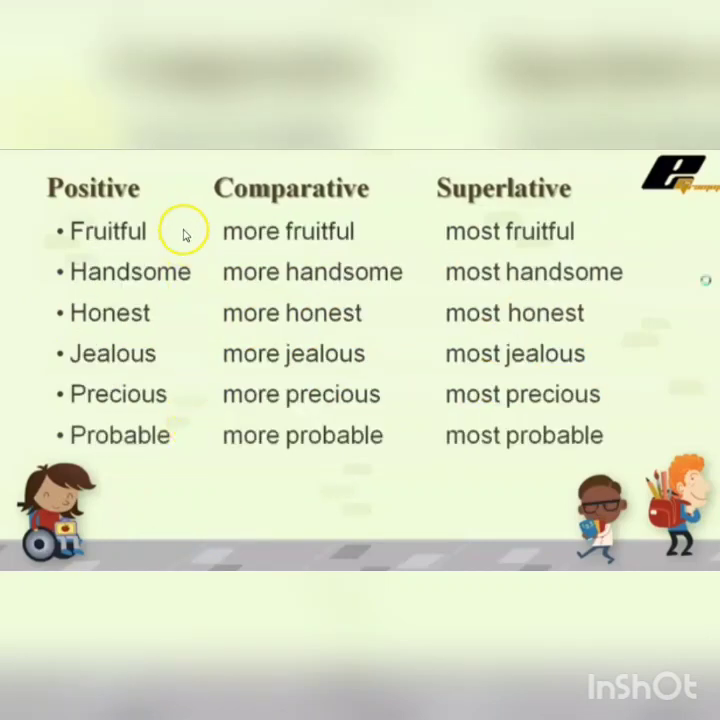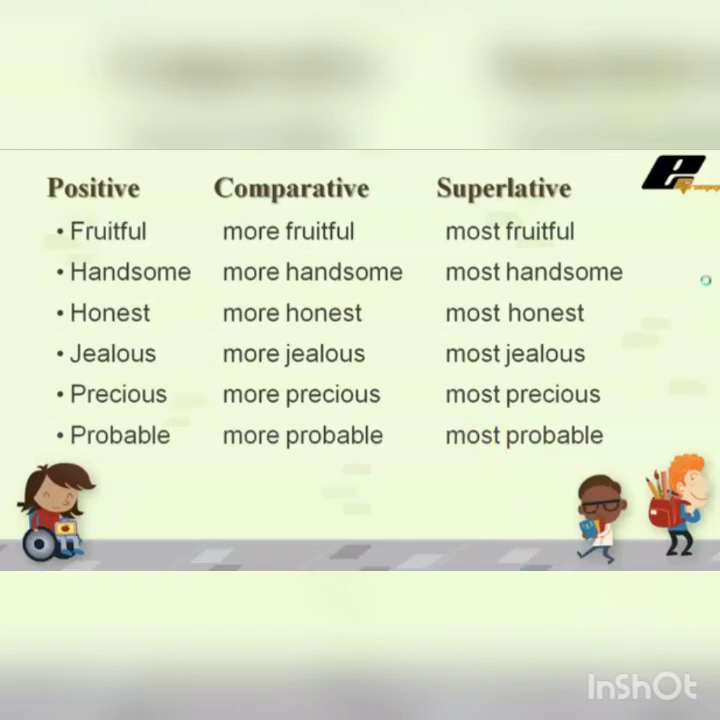And our last was when there are more than one vowel sounds, then you're going to add more and most. More in comparative and most in superlative. So fruitful, more fruitful, most fruitful. Handsome, more handsome, most handsome. Honest, more honest, most honest. Jealous, more jealous, most jealous. Precious, more precious, most precious. Probable, more probable, most probable.